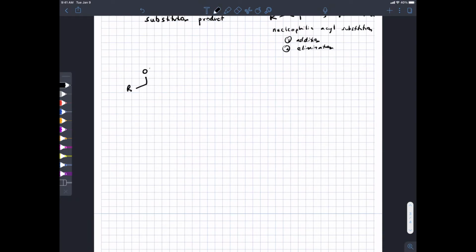Suppose you have a neutral tetrahedral intermediate. Then the question you ask is, is the Y group a better leaving group than, relative to what? Relative to neutral oxygen. That's the point of comparison here.